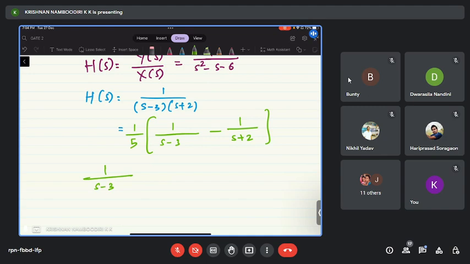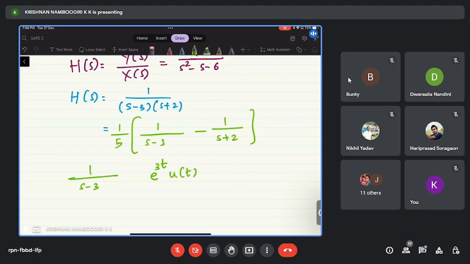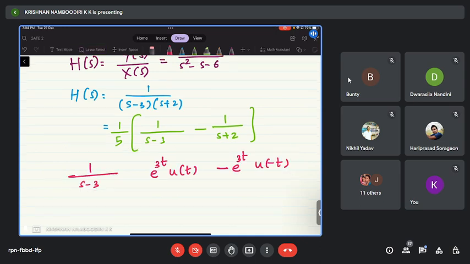That can be either e^(3t) u(t) if it is a right-sided signal, otherwise it will be equal to minus e^(3t) u(-t). Agree? Agree with this? It can be anything out of these two.